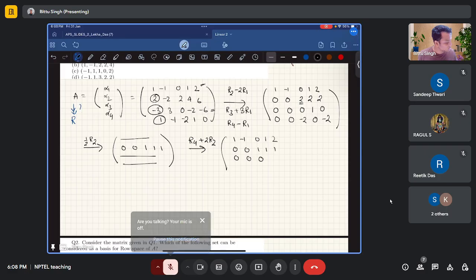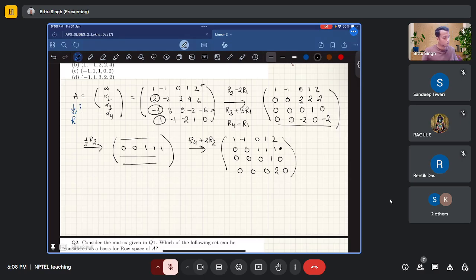Everything is unchanged, 1 0. But if we multiply 2 with this row and add with the last row, it will become 0 0. Then it is 0. This will also be 0. But the next thing will be 2, right? Okay. So after this, what can be done?